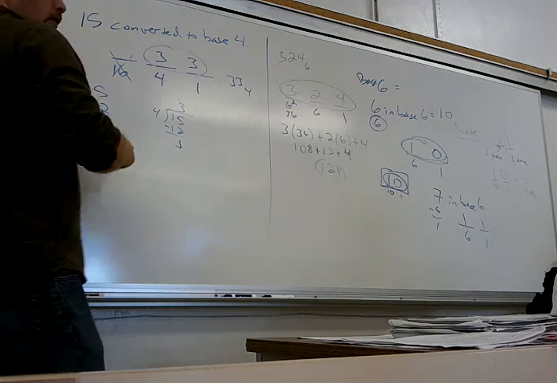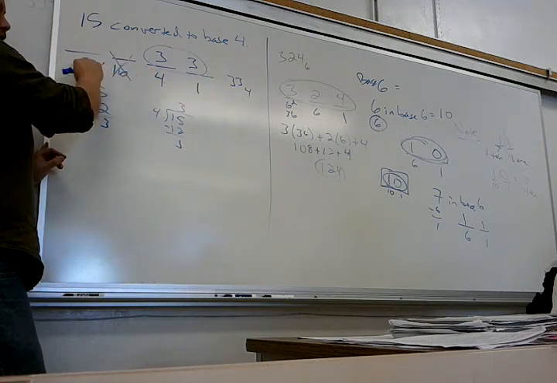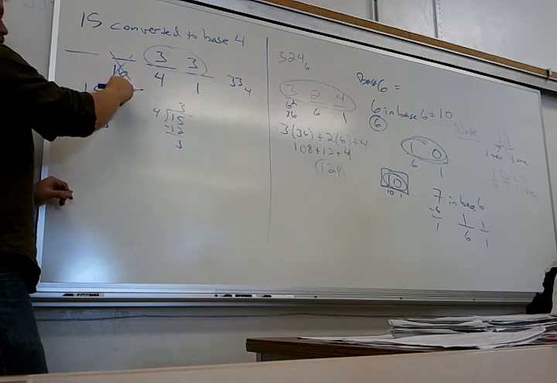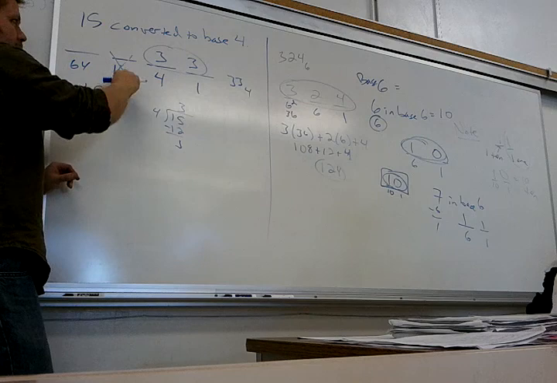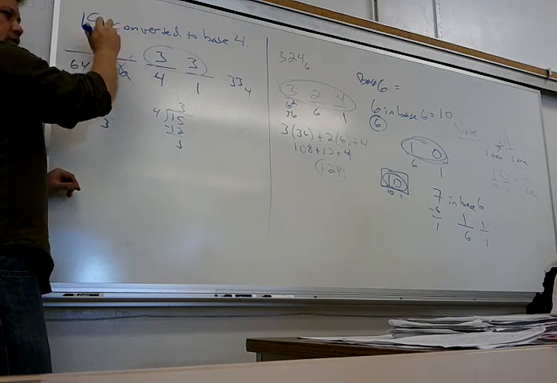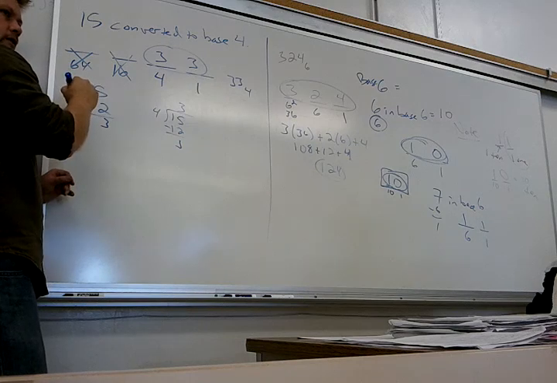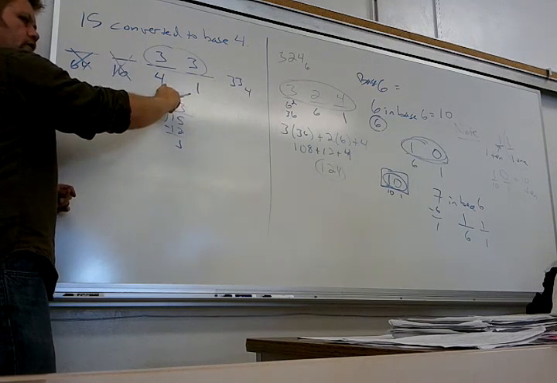Isn't this a place? Can I go further? What's the next place in base 4? 4 to the third, which is 4 times 16, so 64. Do I need these to convert 15? No, because there isn't any 16s in 15, right? I don't need to go that far. But it's a good idea to go one place too far just to make sure that you went far enough.